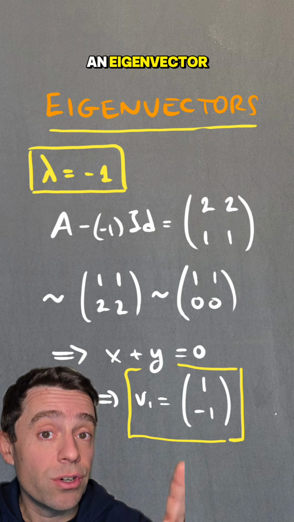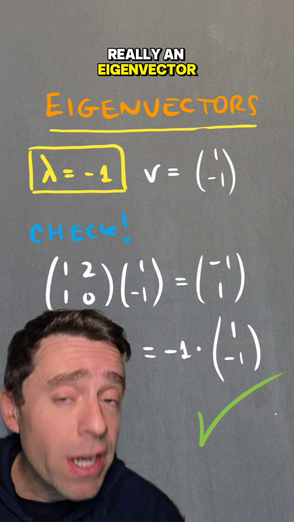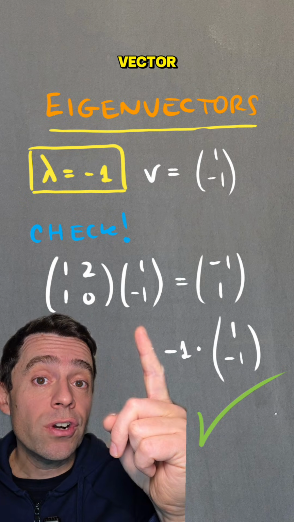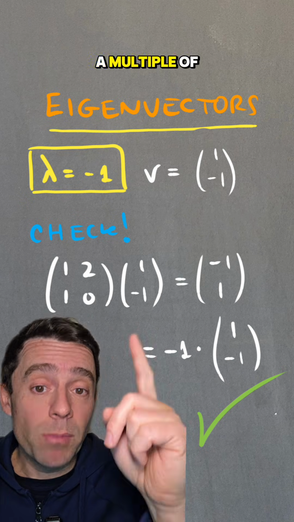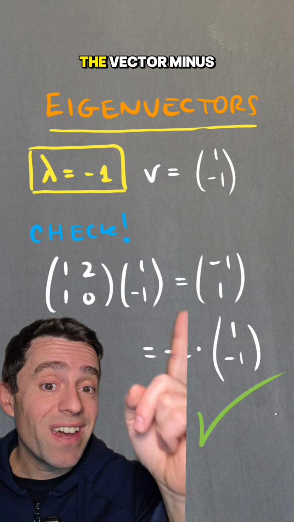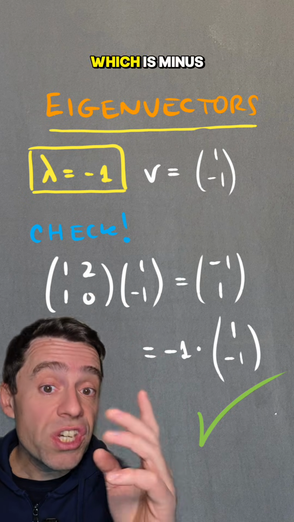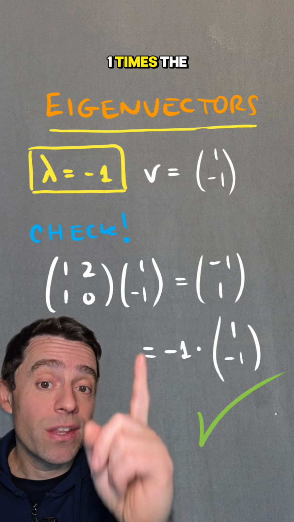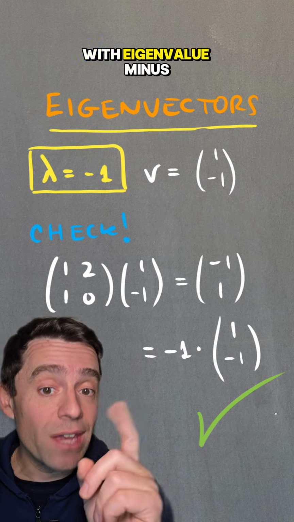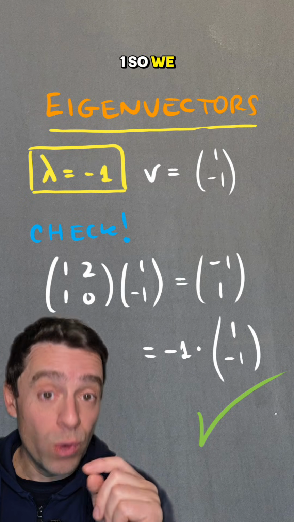This is an eigenvector. Now, is it really an eigenvector? Let's check. We can multiply the matrix by that vector, and we are hoping we get a multiple of that vector. This matrix times this vector is the vector (minus 1, 1), which is minus 1 times the original vector. So that means that (1, minus 1) is an eigenvector with eigenvalue minus 1, so we win.